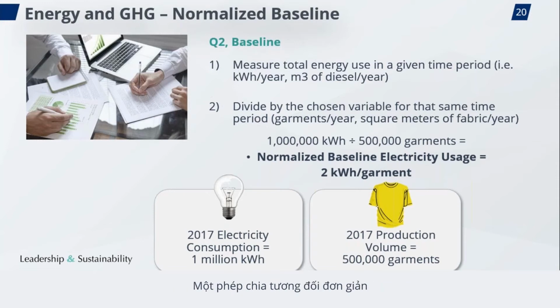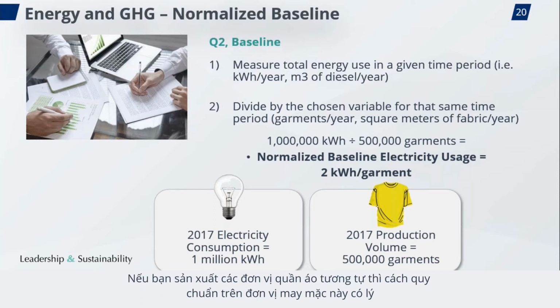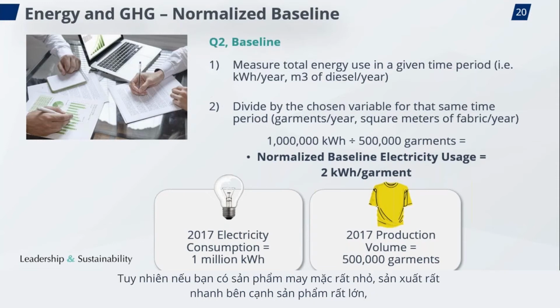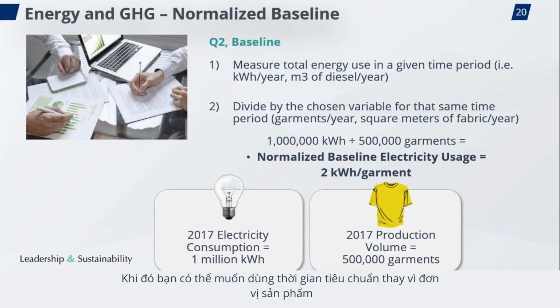So it's quite a simple division that you make, but of course it's important that you have the quantities correct from the outset, and also that you have evaluated if this normalization also makes sense to you. If you have very similar products that you produce in your factory, it may make sense. If you have very different products, some very small products that can be produced very fast, and some larger products, and perhaps the ratio between those two different product groups is changing a lot, then it might be difficult to measure just with a number of garments. And you may want to use standard time instead.